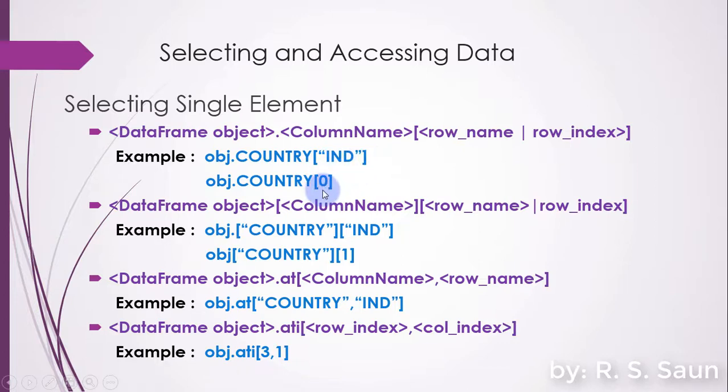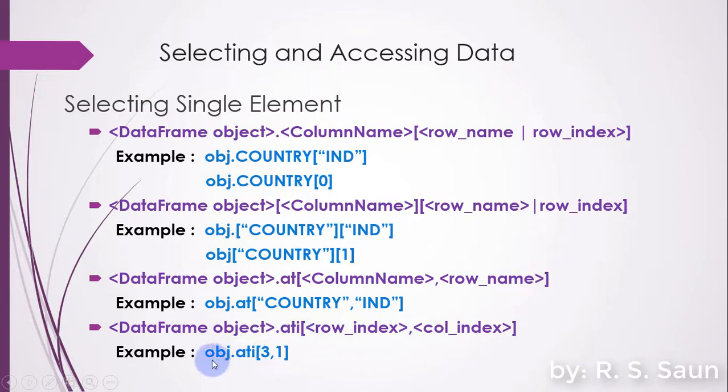And in the later example, I have used the indexing. So you can use either a name or an index. In the second example, you can see the DataFrame object, column name in the brackets, and then in the brackets the row label or row index. Now you can see here we can use a column index, but it is not true in the case of Python. Python will give you an error. So next, we can also use the at attribute in which we can specify the column name as well as the row name. So here you can see column name is first and row name is next.